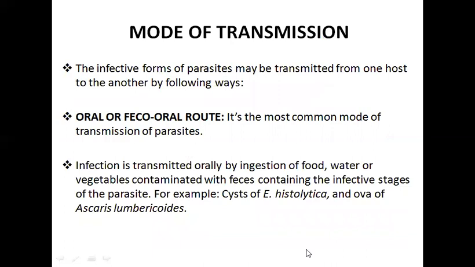The infective forms of parasites may be transmitted from one host to another in the following ways, like the oral or fecal-oral route. It's the most common mode of transmission of parasites. The infection is transmitted orally by ingestion of food, water, or vegetables contaminated with feces containing the infective stages of the parasites. For example, cysts of Entamoeba histolytica contaminate the food and water which is ingested.